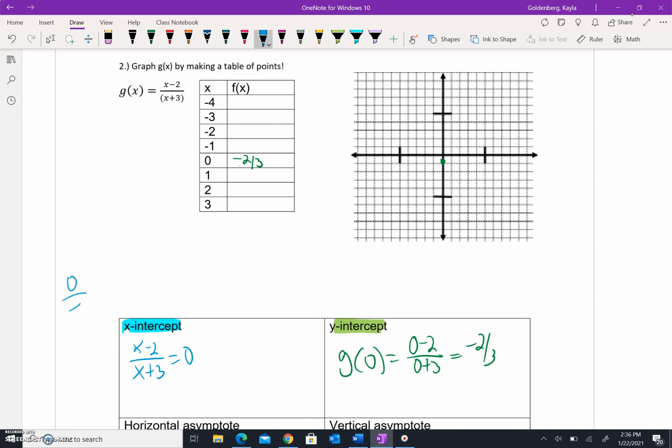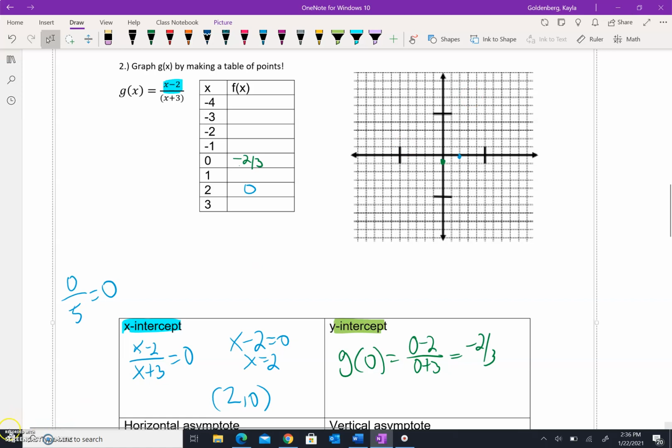Remember the top of the fraction has to be 0. The bottom being 0 would make it undefined. So when is x minus 2 equal to 0? If x is equal to 2, right? It's kind of the opposite of what you're expecting. So when I plug in 2, my output is 0. I'm going to add that to my table, and I'm going to plot my point. Okay, and I'm just going to highlight, I got that information from right up there. That's where I'm pulling that information from.